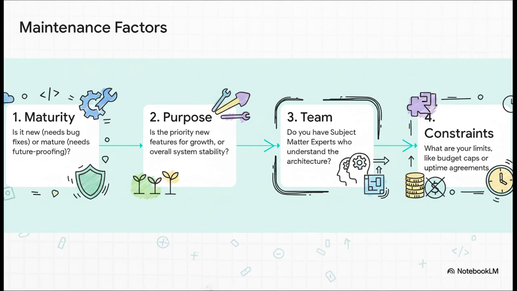Second, what's its purpose? Are you in a race to add new features, or is rock-solid stability the only thing that matters? Third, who's on your team? Do you have people who know this system inside and out? And finally, what are your constraints? What's the budget? Are there legal agreements about uptime you have to meet? All of this shapes your plan.